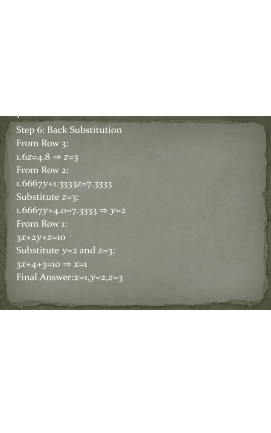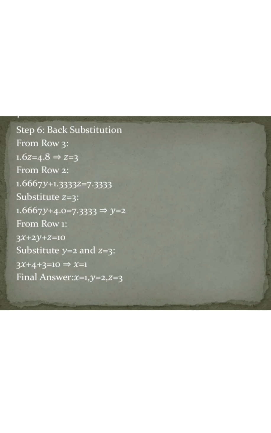Step 6. Back substitution. From row 3, 1.6z equals 4.8, z equals 3. From row 2, 1.6667y plus 1.3333z equals 7.3333. Substitute z equals 3. 1.6667y plus 4.0 equals 7.3333, that is y equals 2.